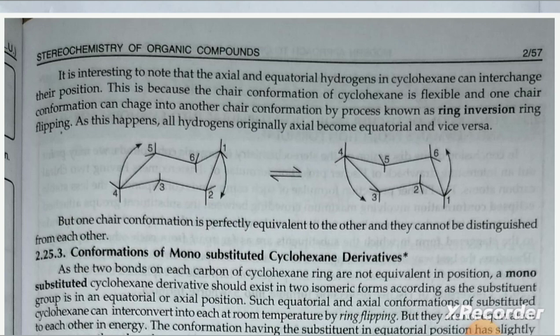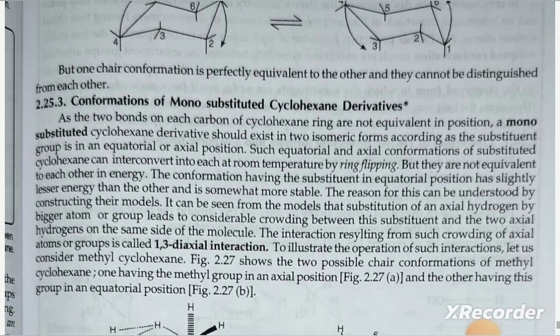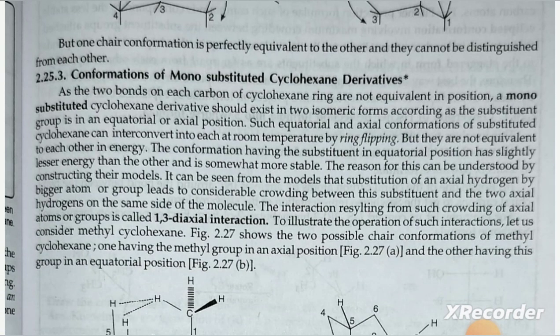Conformations of monosubstituted cyclohexane derivative. As the two bonds on each carbon of the cyclohexane ring are not equivalent in position, a monosubstituted cyclohexane derivative should exist in two isomeric forms according as the substituent group is in an equatorial or axial position. Such equatorial and axial conformations of substituted cyclohexane can interconvert into each other at room temperature by ring flipping, but they are not equivalent to each other in energy.